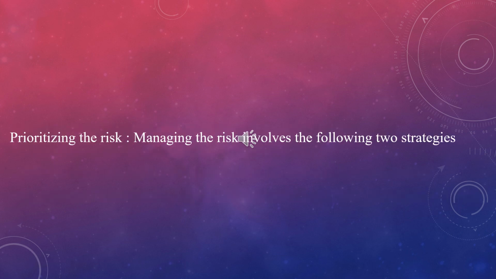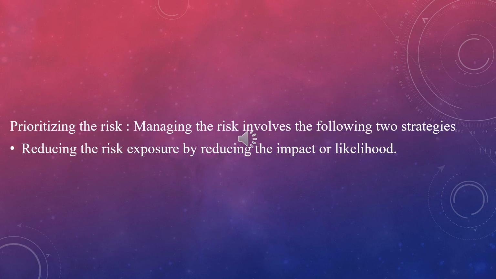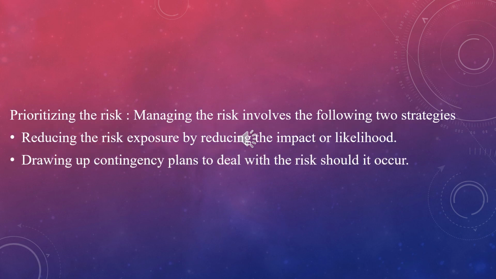Prioritizing the risk. Managing risk involves the use of two strategies. The first strategy is reducing the risk exposure by the reduction of either the likelihood or the risk impact. The second strategy is the drawing up of various contingency action plans to deal with the risk should it occur.